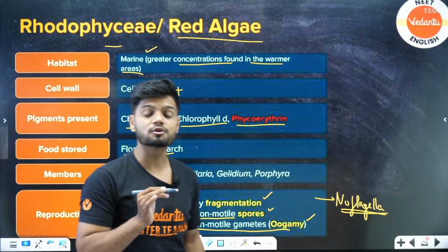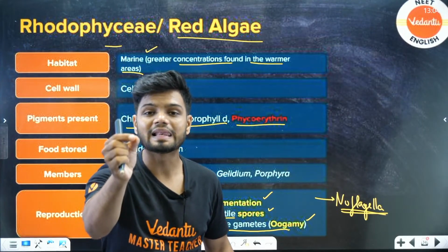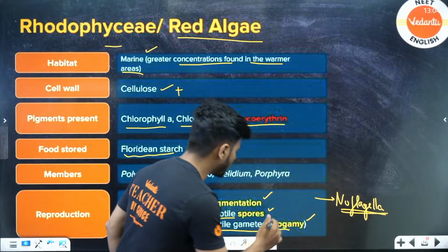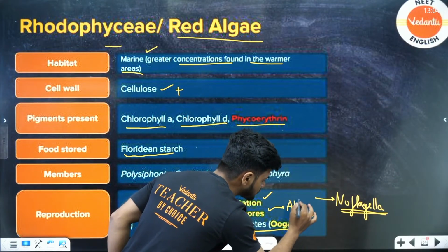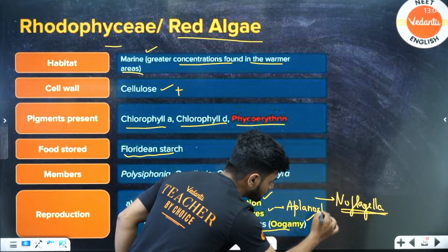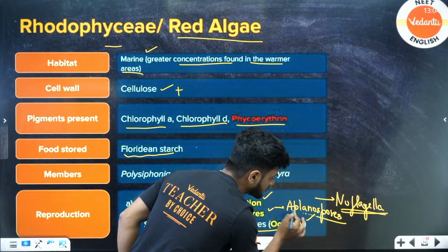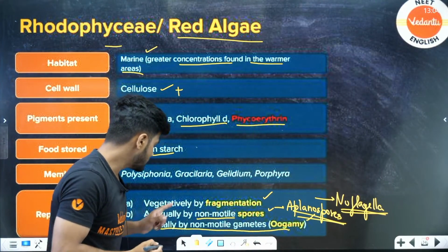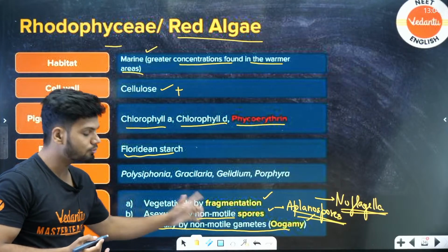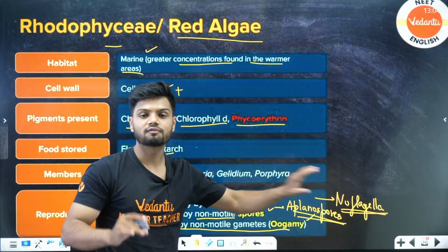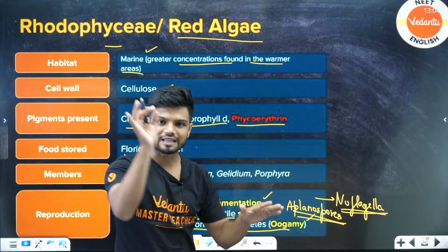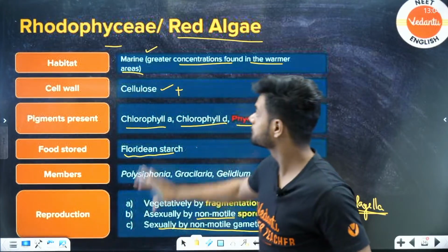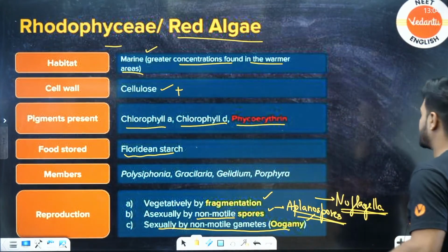And non-motile spores are called what? Aplanospores. So we have not zoospores, we have aplanospores here. Extra point to remember. Again, sexual reproduction is also non-motile. Why? Flagella is completely absent. So that is an extra point for everyone to remember about red algae.